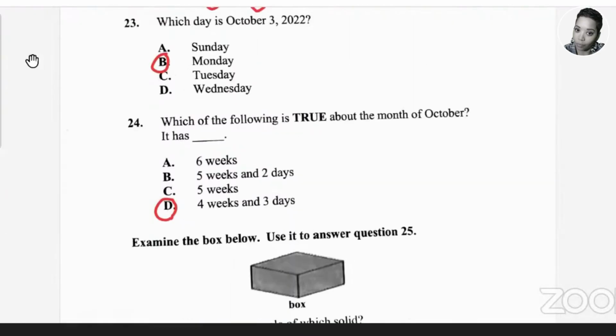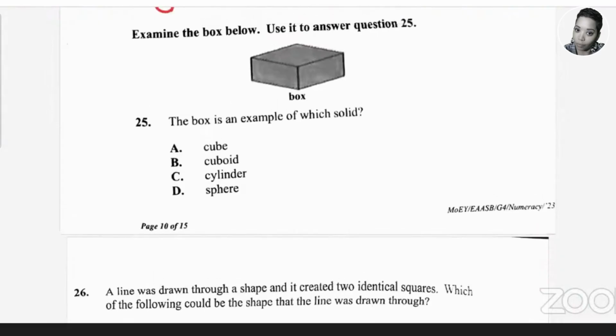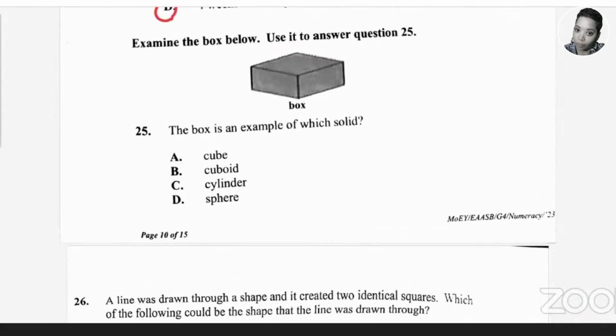And of course, 7 times 4 is 28. 28 plus 3, that's 31. October has 31 days. Okay, so question 25, examine the box below. Use it to answer item 25. The box is an example of what solid, and the answer is a cuboid, okay?